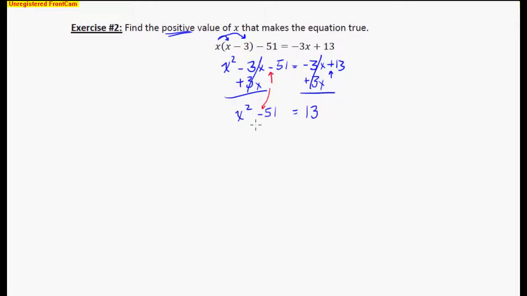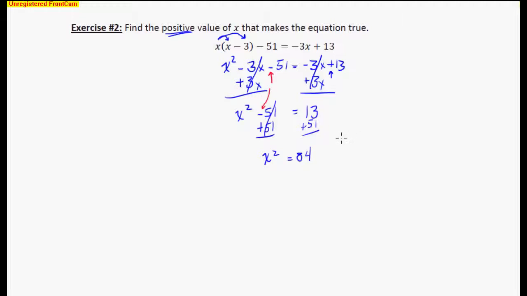What can we do here? We want to get x by itself. So we have a negative 51 here, a minus 51. So I can add 51 to both sides. And they go away there. That goes to 0. I bring down my x squared. And 13 and 51, well, that's going to give me 84.